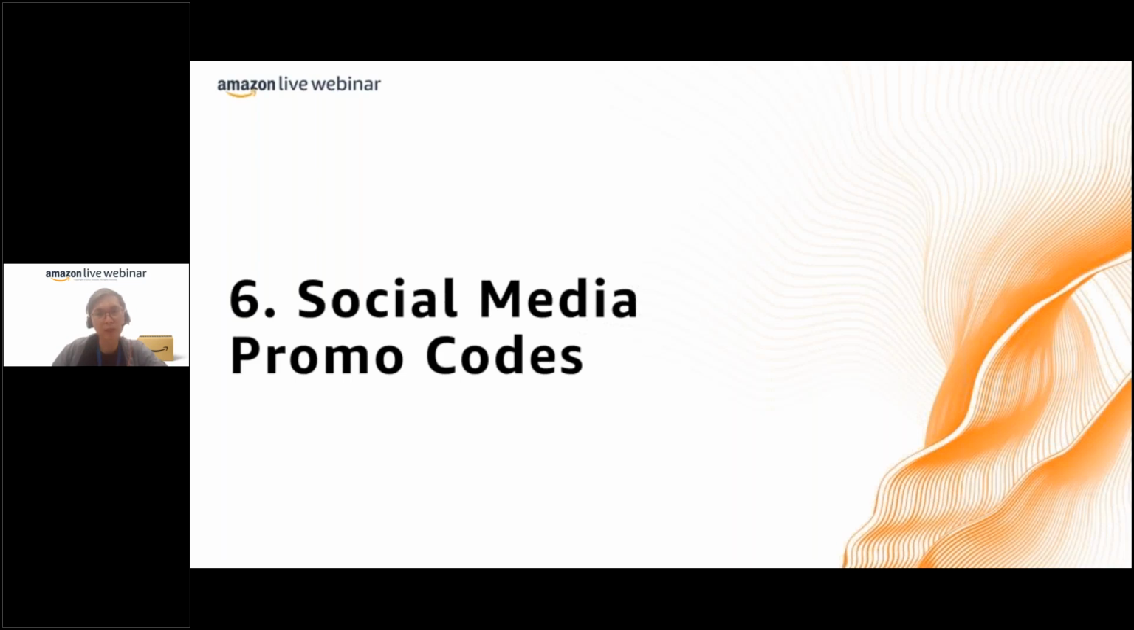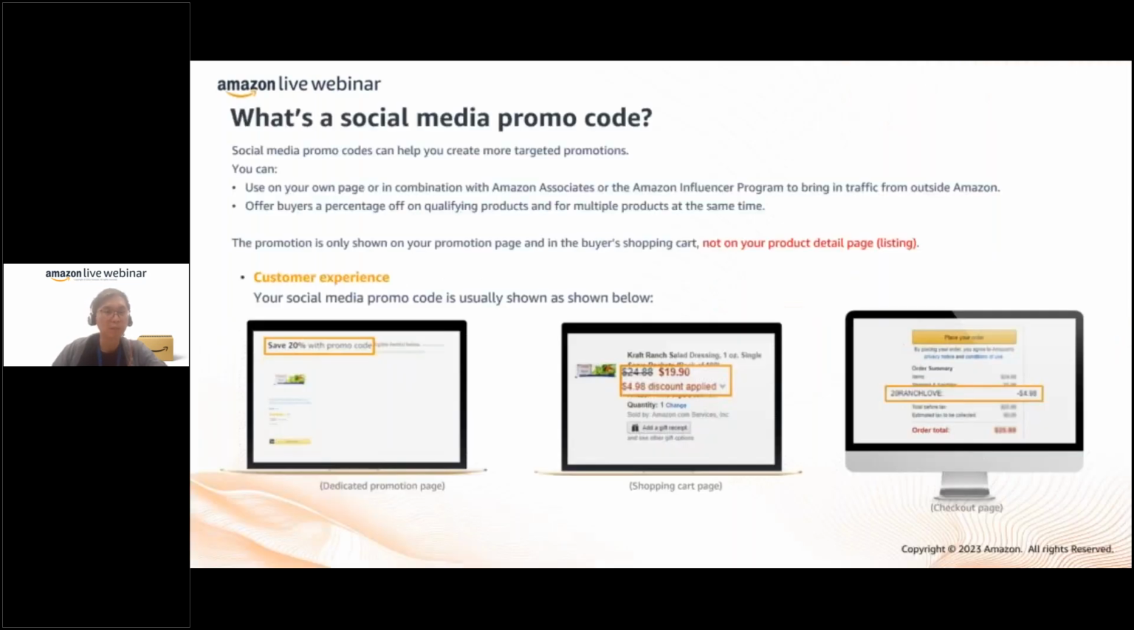This is available if you are a brand owner, meaning that you're enrolled in the Amazon Brand Registry. So you can create social media promo codes. Once you unlock the brand building feature, when you're registered as a brand owner, you can use this tool. With that code, you can promote on your own social media or your own page, etc. Or if you're working with the Amazon Influencer Program, you can also do that.